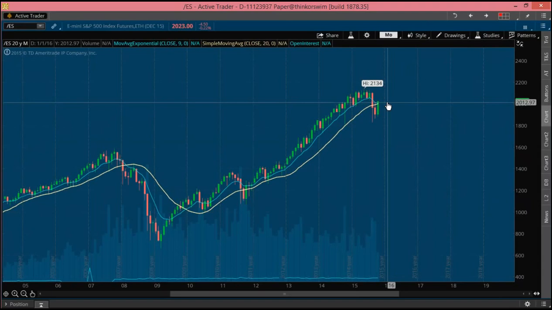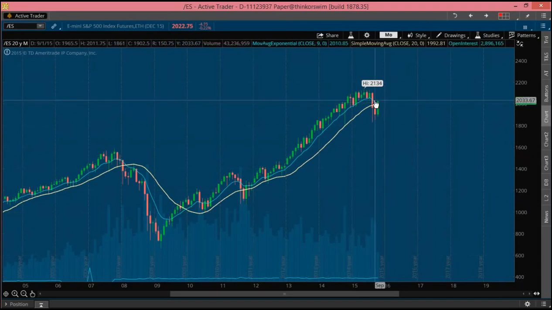This is a decision point for us. We don't know which way it's going to go. We could very well fail and then come back down and start this downward trend.